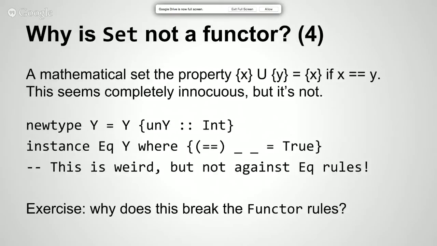Well, why does this break the functor rules? Does anyone have an intuition on how you can break the functor rules with that? You're losing something. That's the right intuition. So what is the first functor rule? Identity. Right, fmap id equals id. Oh, and it doesn't, though. In this case, it doesn't.